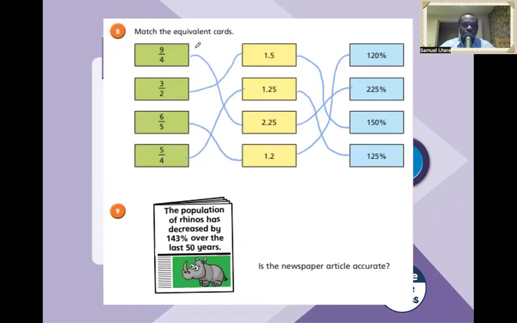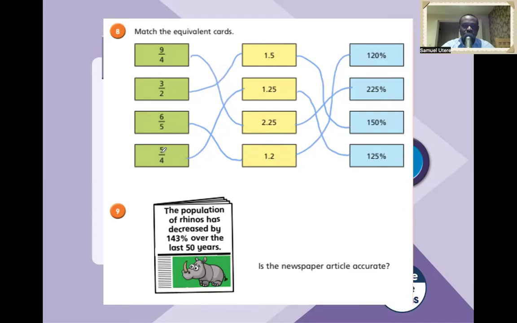So here you were asked to match the equivalent cards. So by now you should know how to work with fractions and their equivalent percentages and their decimals. I would highly suggest that you go over this again if you do not understand how we got the answers. Okay, so you could simply use your calculator to check this. All right, 3/2 is 1.5. 6/5 is 1.2. Okay, you may not really need a calculator because these are fractions that you should recognize.